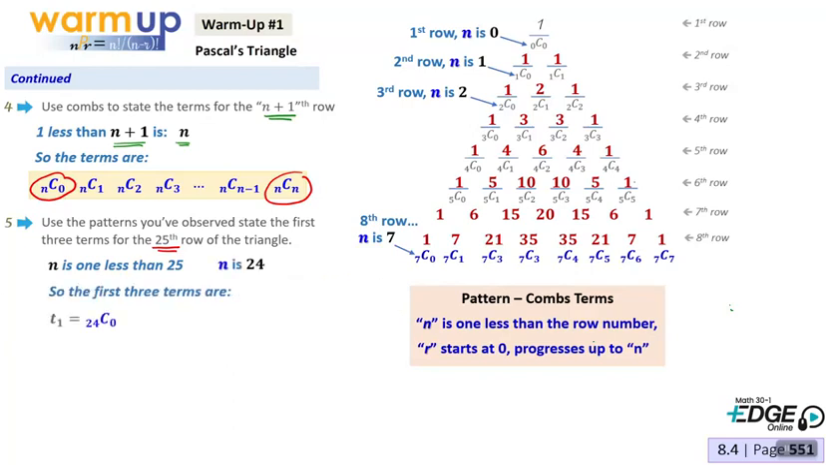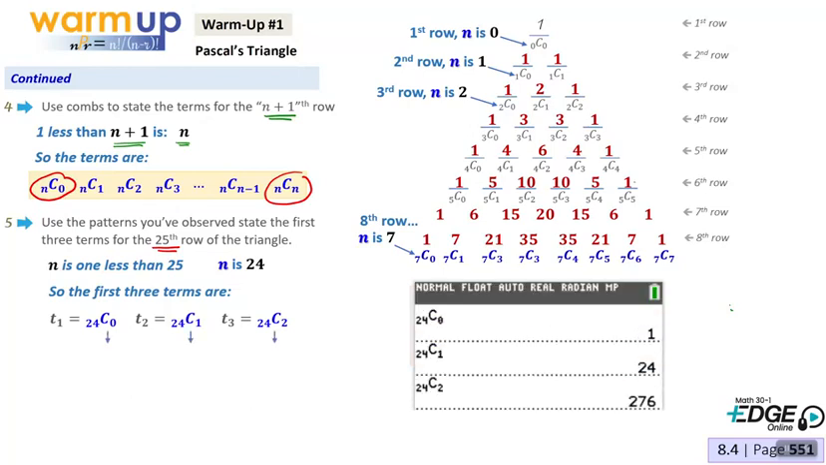So our first terms are 24 choose 0, because we always start at choose 0. And then 24 choose 1, and then 24 choose 2. Now, we want to actually give the numerical values for Pascal's triangle, so grab your calculator and evaluate these three. We get 1, 24, and 276, and then those would be the start.